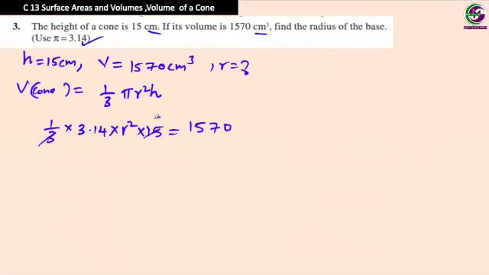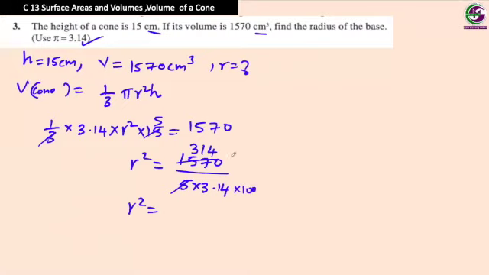We can simplify this. Therefore, r square is equal to 1570 divided by 5 times 3.14. Let us simplify these two. It will be r square is equal to 314 divided by 3.14. So when you multiply by 100, this decimal gets cancelled. So we will get 314 times 100 divided by 314. So it will be 100, or the radius is the square root of 100, which is 10 centimeter. That was the question to find the radius.